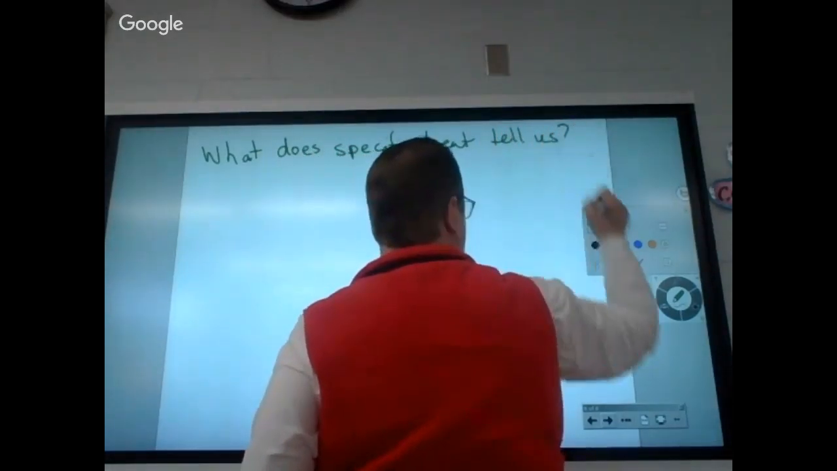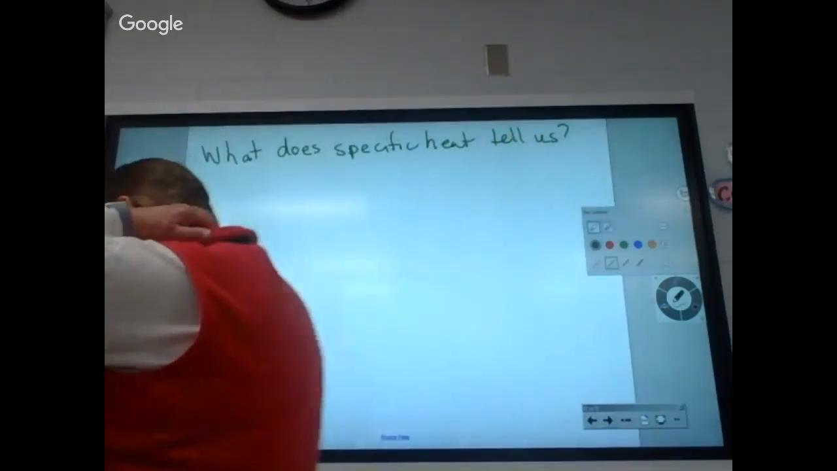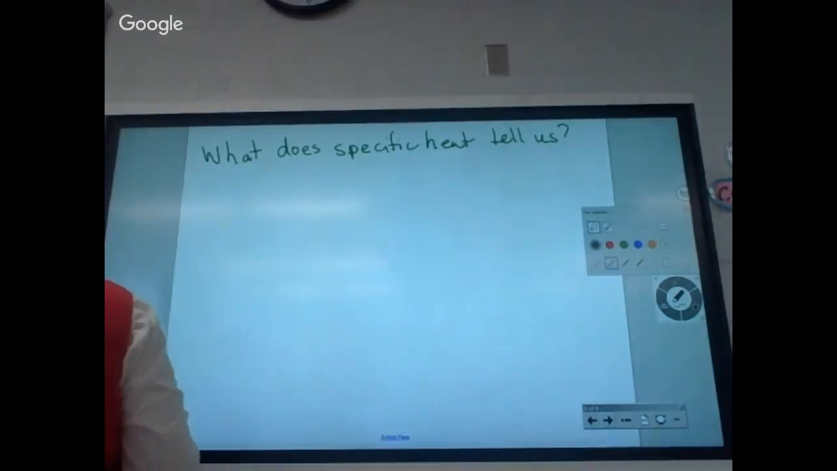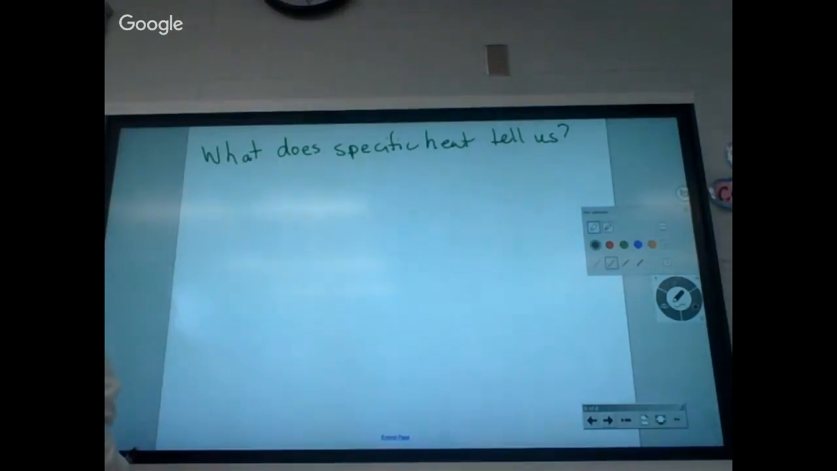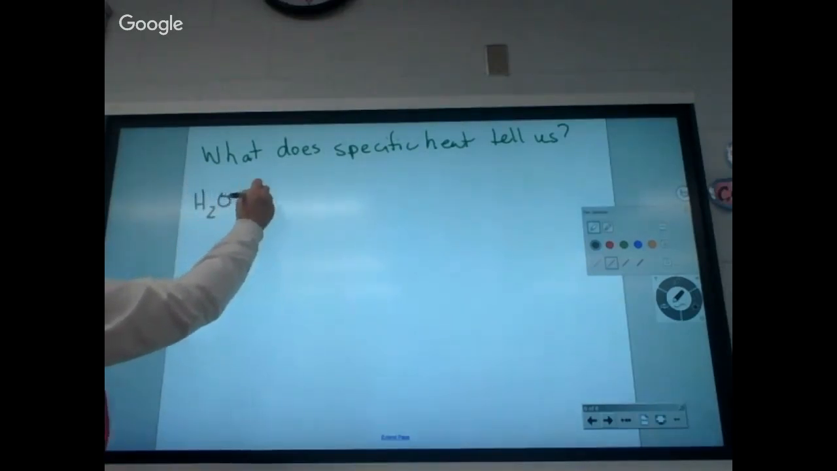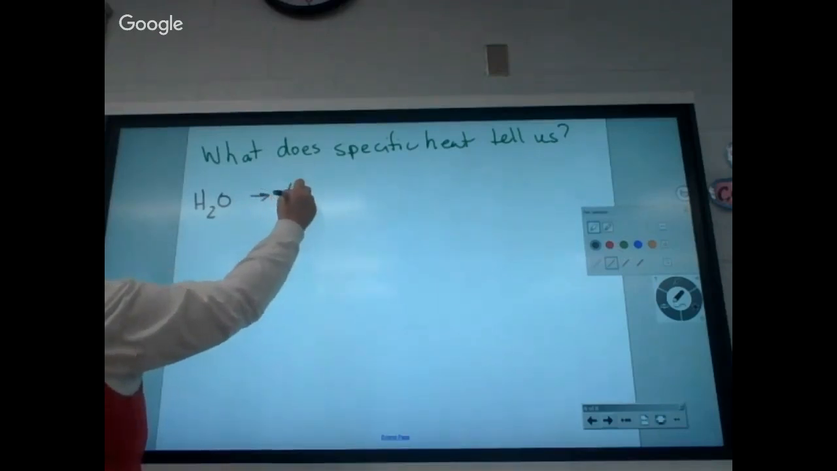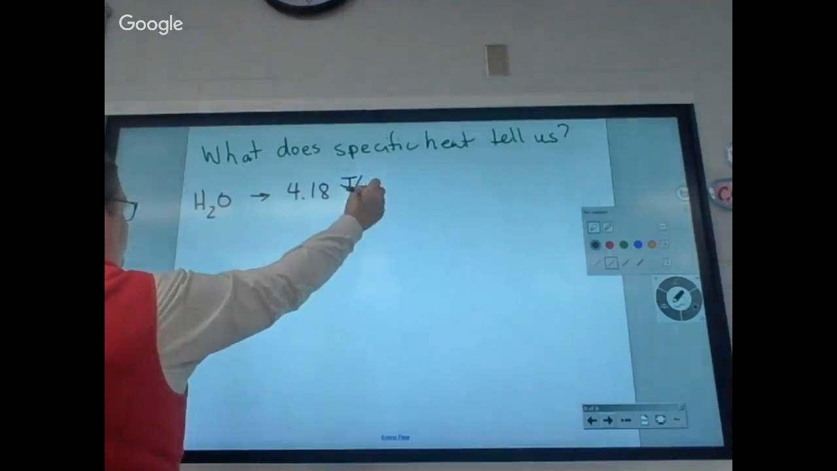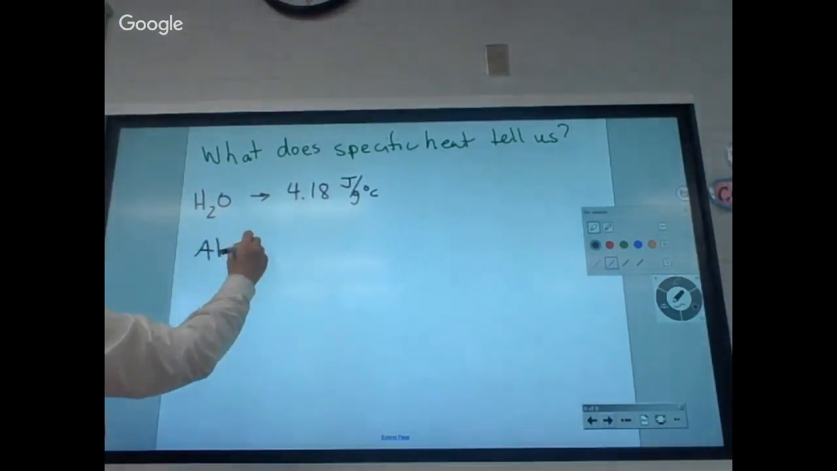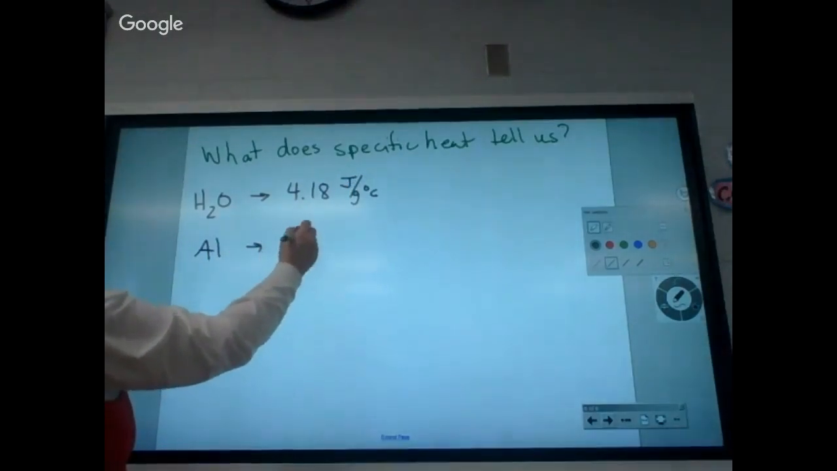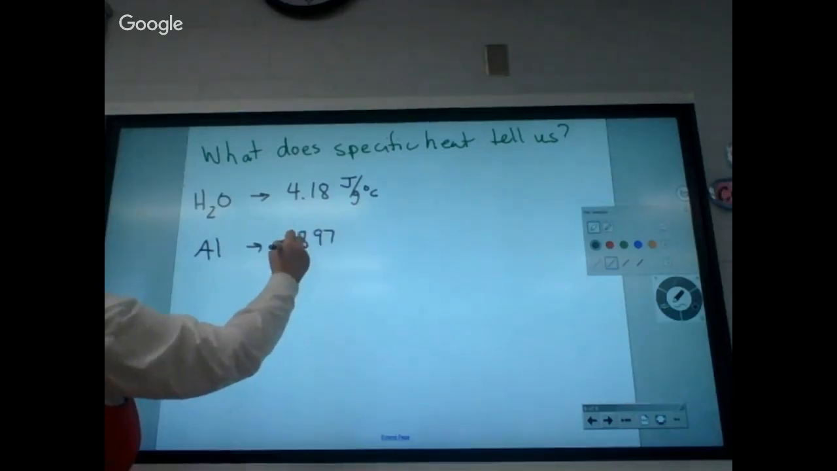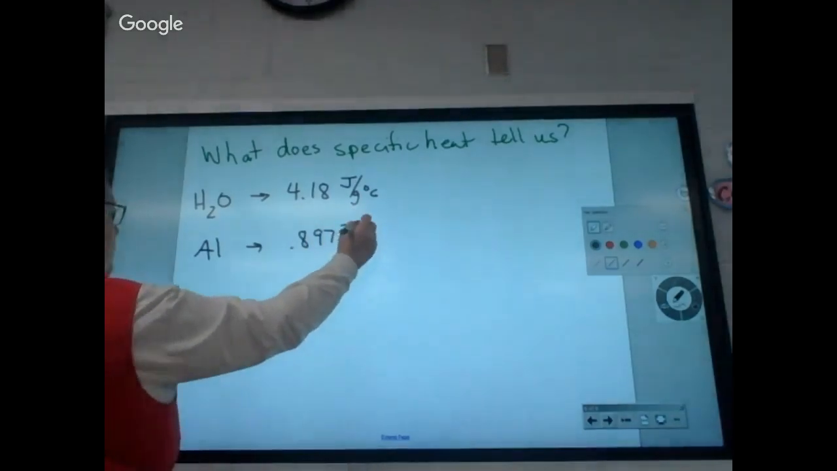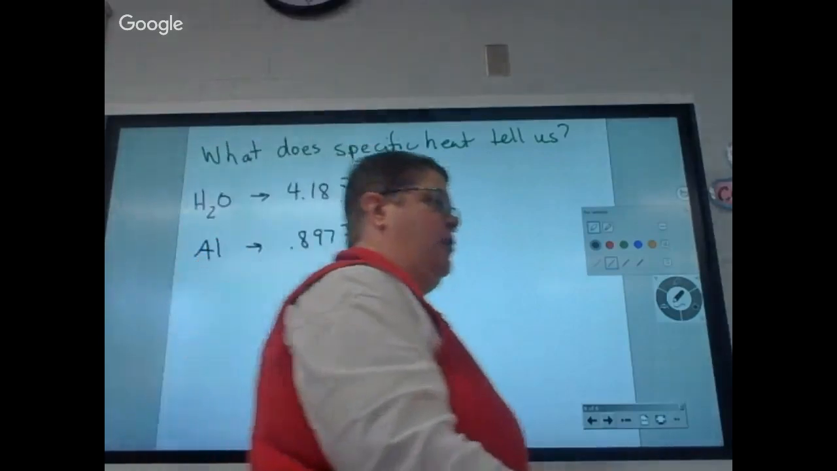All right. So what does specific heat tell us? What does it mean? I'm going to use an example of two that we know. If we take water, it has a specific heat of 4.18. And aluminum, I think it's 0.897. Probably should look that up before Annabelle writes it down again.